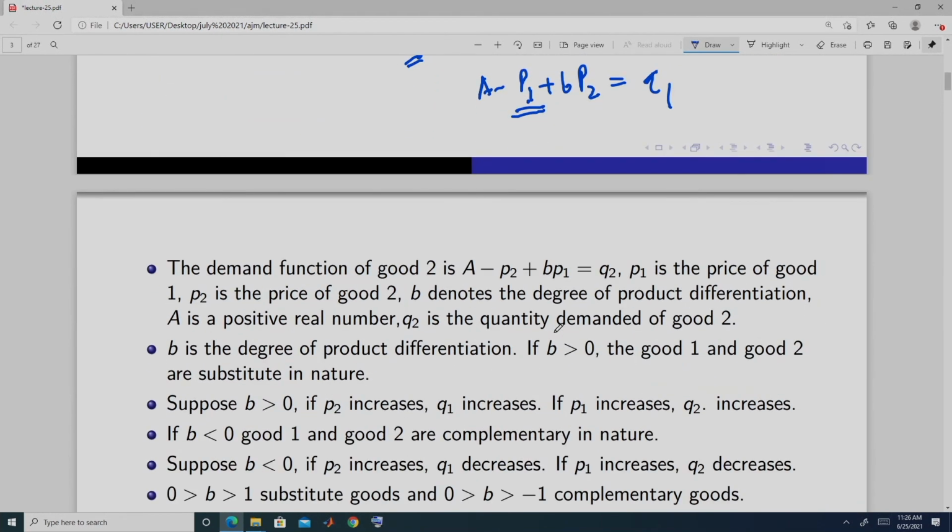Next, the demand for good 2 is A minus P2 plus B P1 is equal to Q2. Here P1 is the price of good 1, P2 is the price of good 2, and B denotes the degree of product differentiation. It is the same B that we used in the demand for good 1, and Q2 is the quantity demanded of good 2.